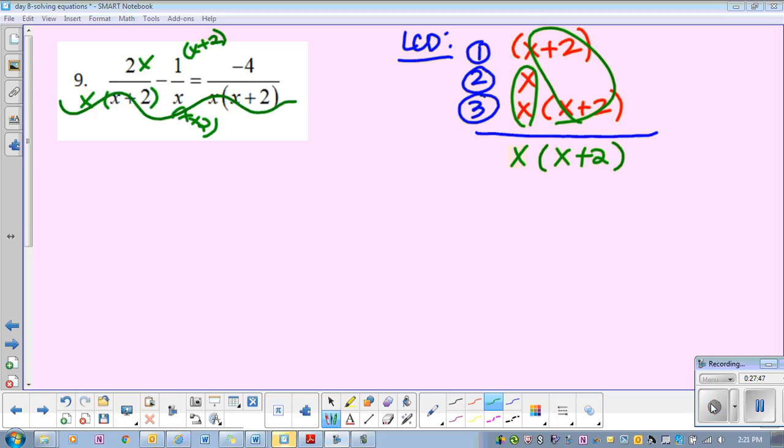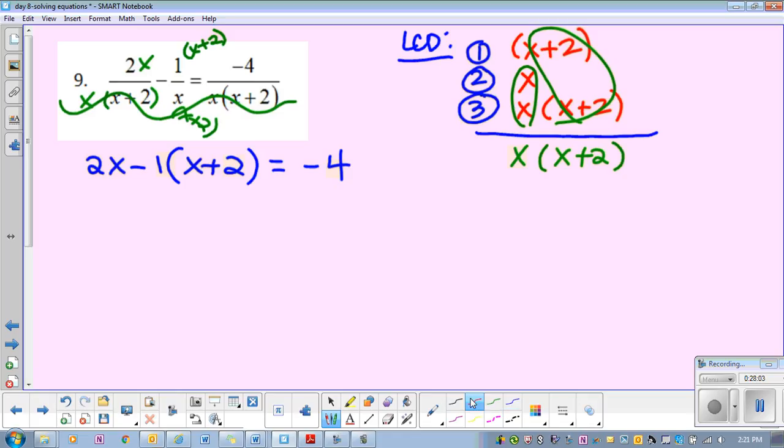So, I cross out, and then we have 2x times (x minus 1) times (x plus 2) equals negative 4. Now tell me, guys, there's something here that always gets my students every year. You gotta distribute. Distribute the what? Negative 1. Yes. I know, that negative 1 always gets them. 2x minus x minus 2 equals negative 4.